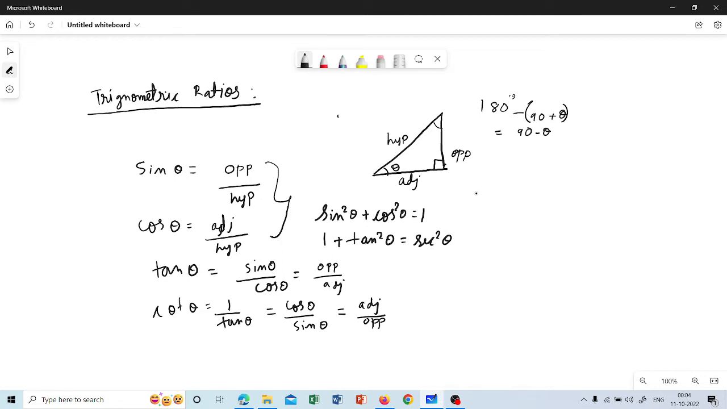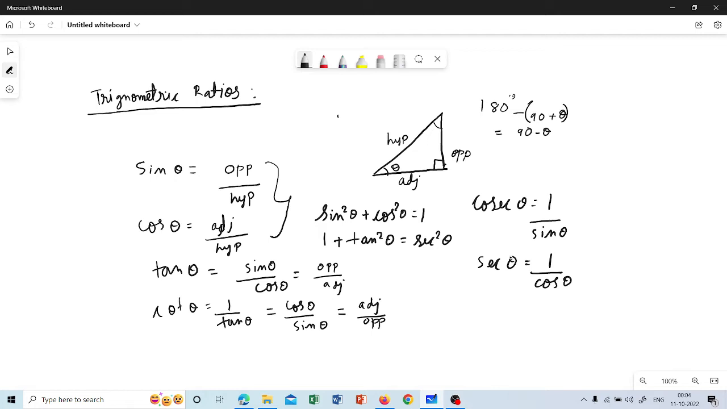Similarly, I can go for secant. What is secant? Before that, cosec. Cosecant theta is equal to 1 by sine theta. Similarly, secant is equal to 1 by cos theta. So this is how you have to read the ratios rather than trying to cram everything. It is enough that you understand what sine theta and cos theta are.